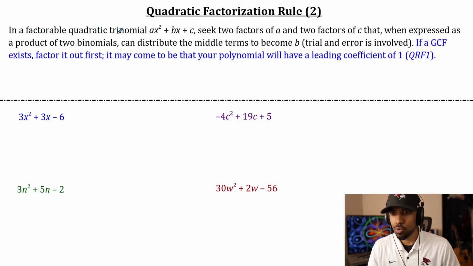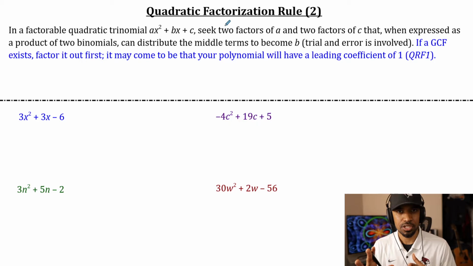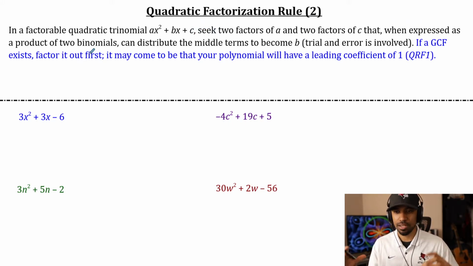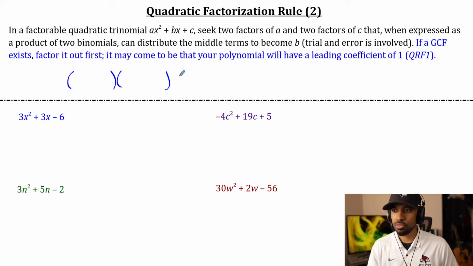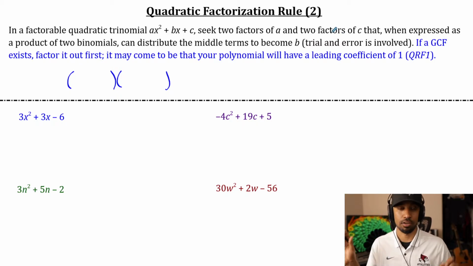Okay, in a factorable quadratic trinomial, ax squared plus bx plus c, here's the strategy. You're going to seek two factors of a, this quadratic coefficient, and two factors of c, such that when expressed as a product of two binomials, like this look right here, you can distribute the middle terms to become b. Some trial and error involved. And I know that sounds a little tricky. I'm going to kind of get to what we do here. I got to use the examples to play with it.